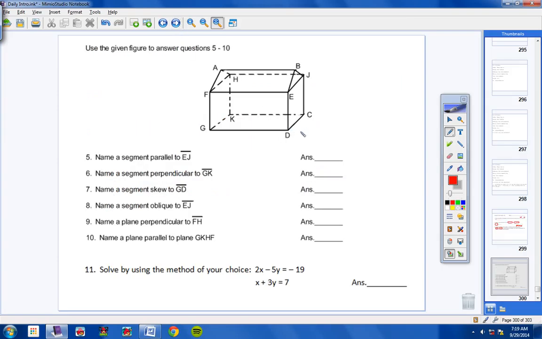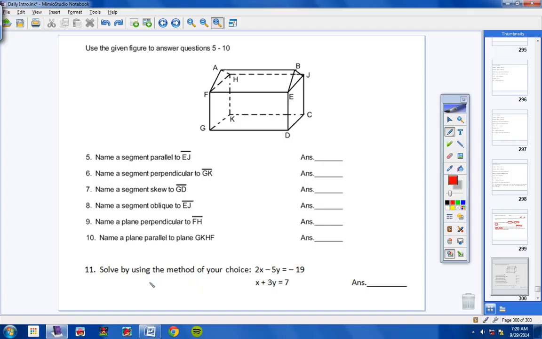Numbers 5 through 10. Please use this shape right here. And there's really no need, Matthew, for me to go over all of these. You're looking for segments that are parallel or perpendicular, skew or oblique, a plane that's perpendicular or parallel. So read through those, and if you have any questions on those, just contact me, okay?